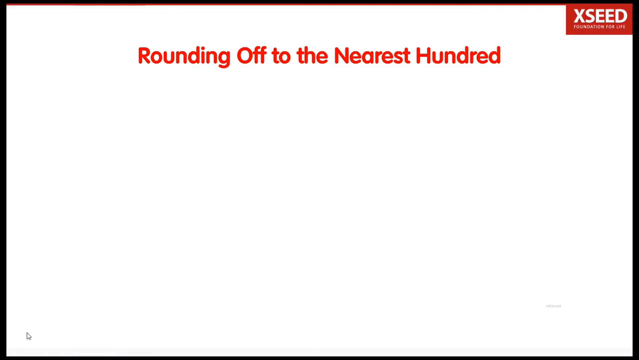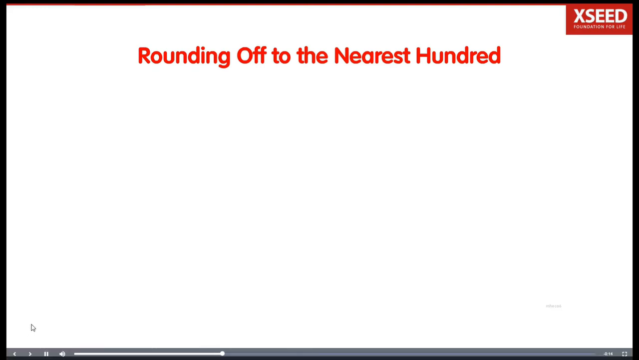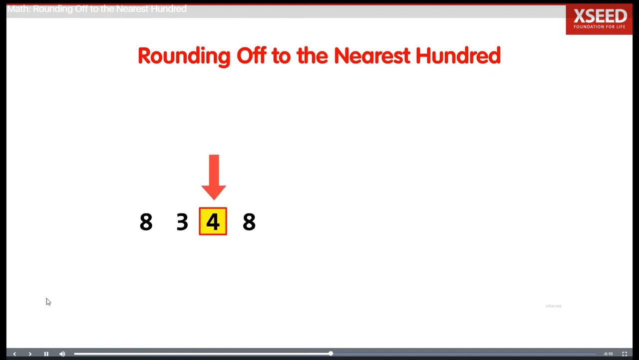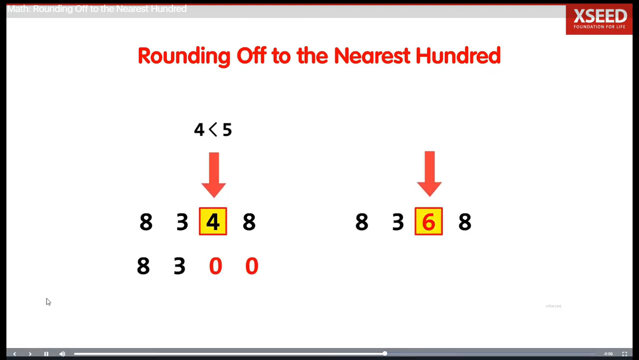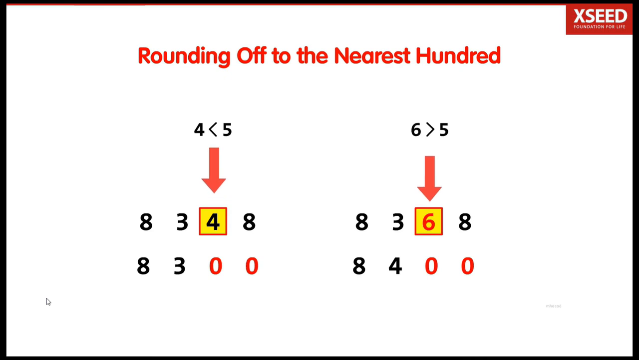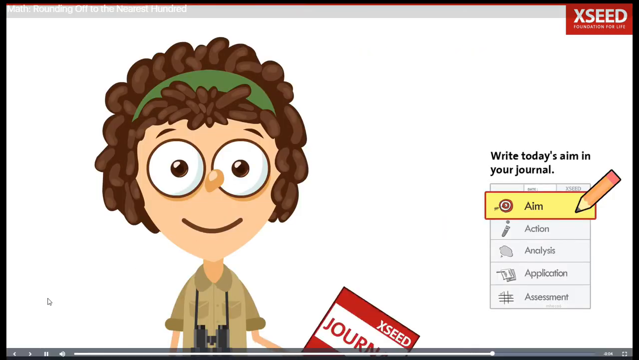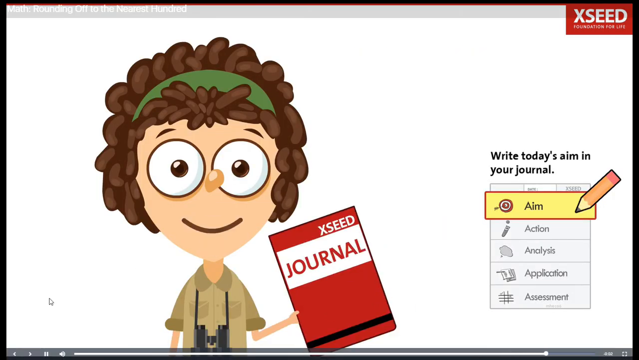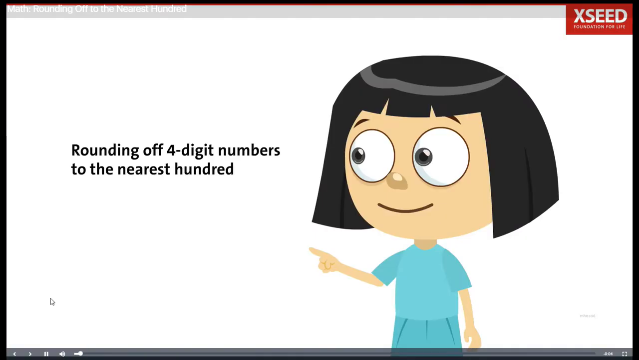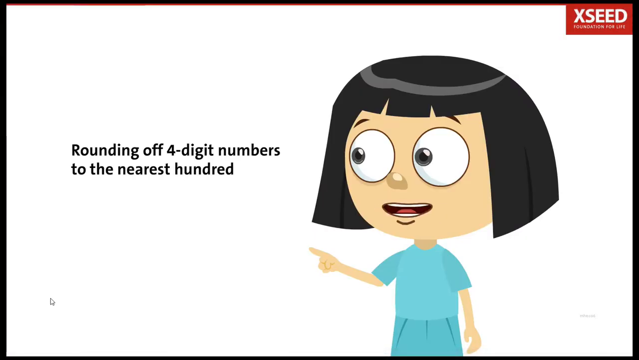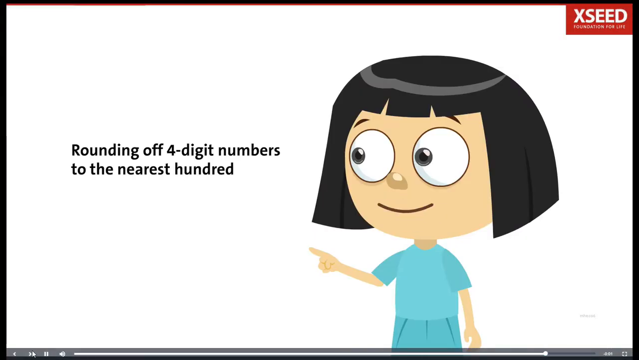Today, we are going to find out more about rounding off to the nearest hundred. Specifically, we will learn more about rounding off a 4-digit number to the nearest hundred. Now write in your journal, what is the aim of the class today? I have written down what we are going to learn today.